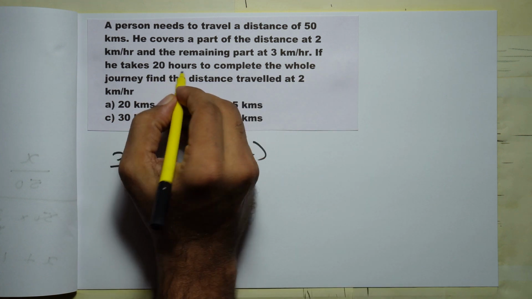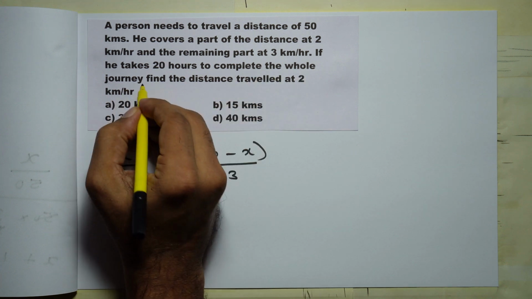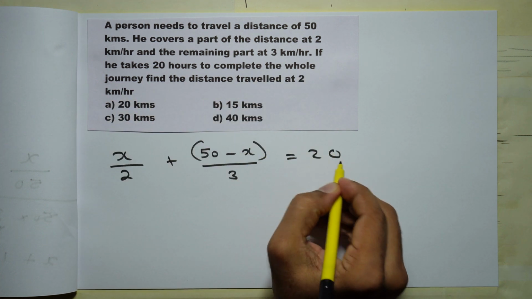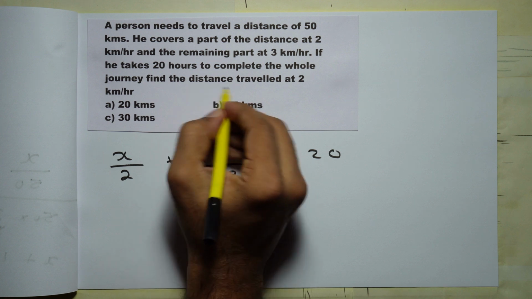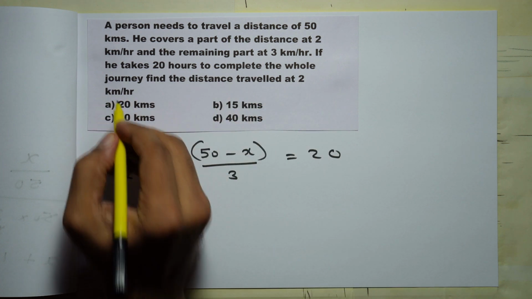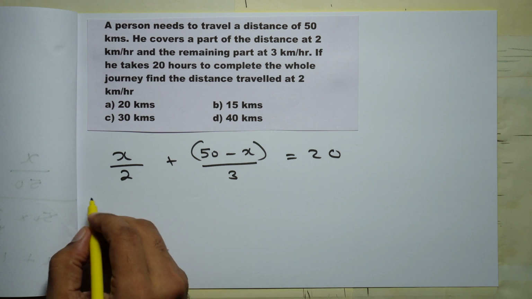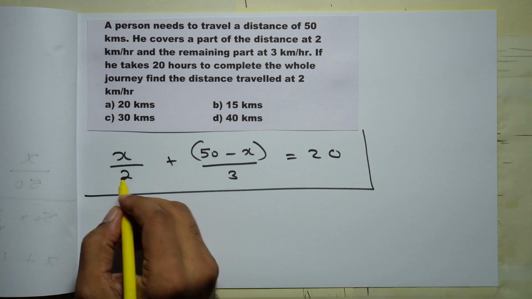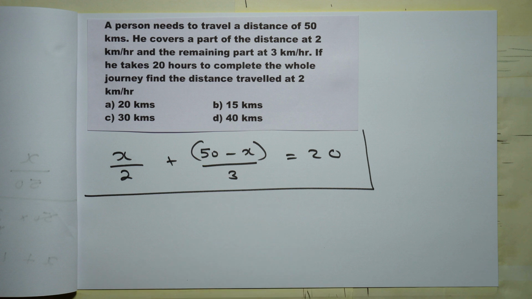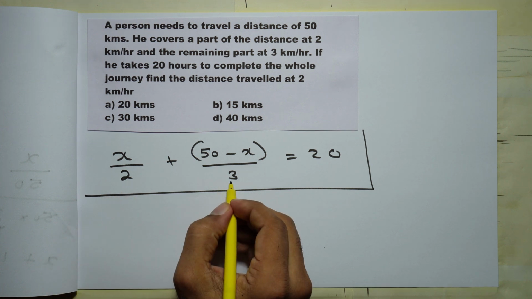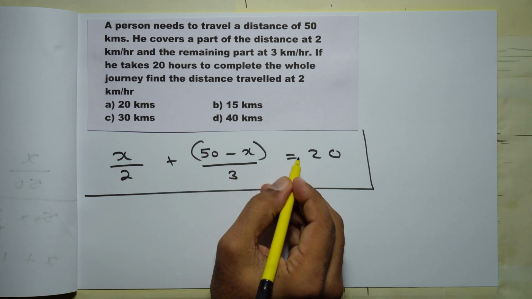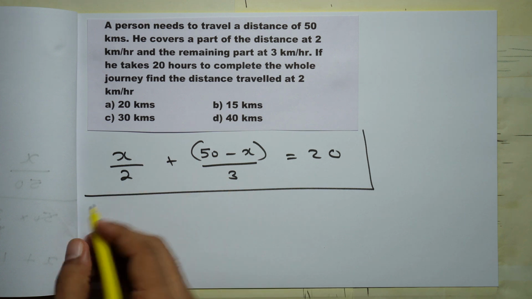And if he takes 20 hours to complete the whole journey, this total time is 20 hours. Find the distance he travelled at 2 kilometers per hour. So x is what we need to find out. So we'll just solve this equation and calculate the value of x. Now LCM of 2 and 3 is 6. So we'll multiply by 6, so all the denominators will go off.